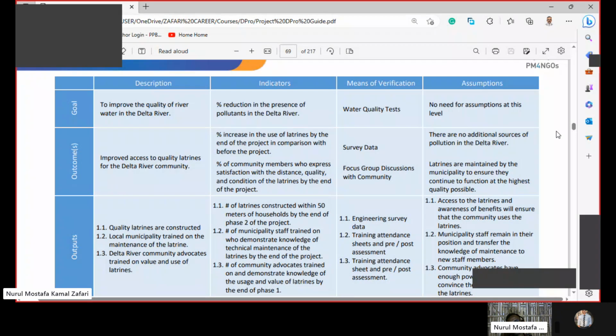Percent of community members who express satisfaction with the distance, quality, and condition of the latrine by the end of the project. What percentage of people are expressing satisfaction in terms of distance? Because at the project needs assessment level, we found that the distance between the household and the latrine is so big, and the latrines were not constructed with quality, and the conditions were not good. So we had a baseline. Now, at the end of the project, we will have an endline again. Now we can compare with the baseline what the percentage is now.